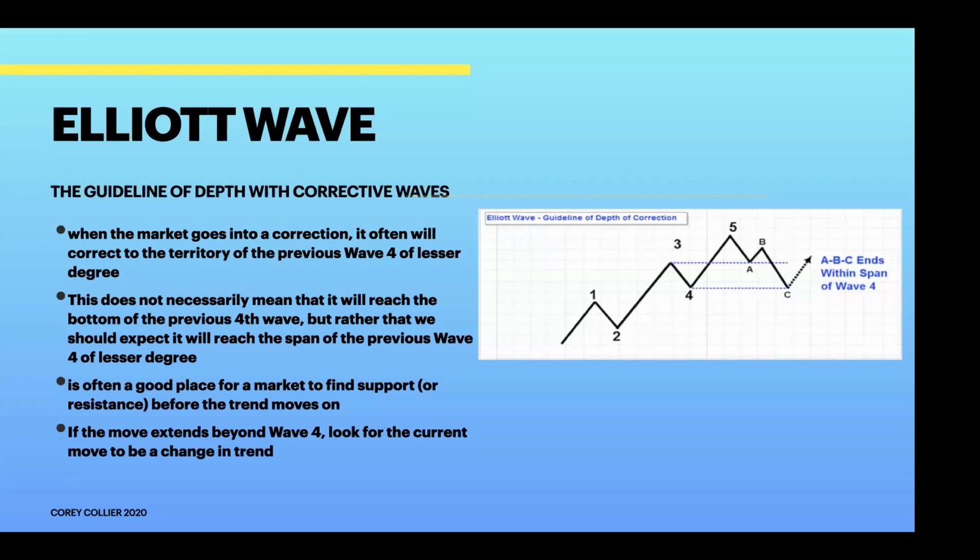Now, if the move extends beyond wave 4, look for the current move to be a change in trend. So if you see point C in the correction, if you see those candles closing below the lowest point of wave 4, guys, look for that current move to be a trend change.